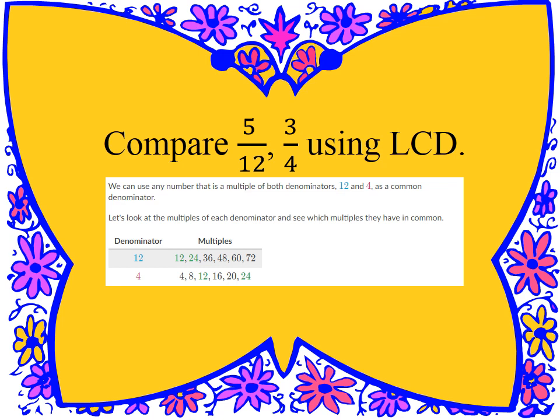So 5 out of 12 or 9 out of 12, which is greater? 9 out of 12. Excellent. So 3 out of 4 is greater than 5 out of 12.